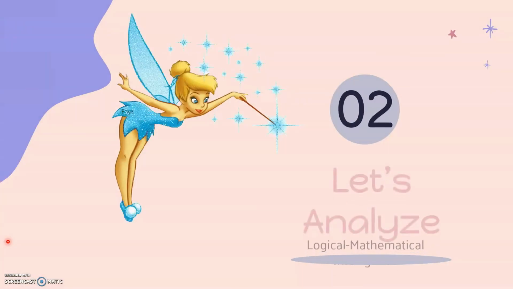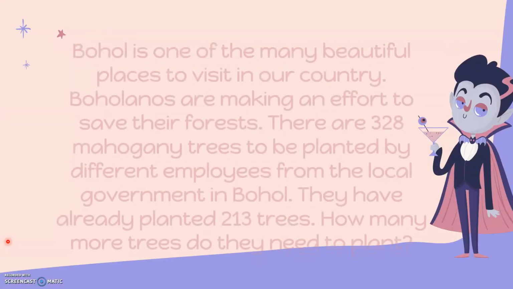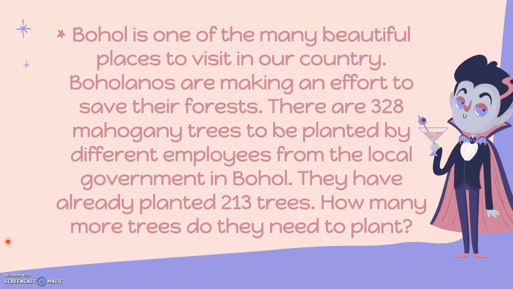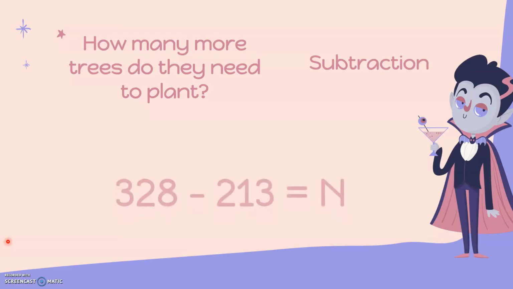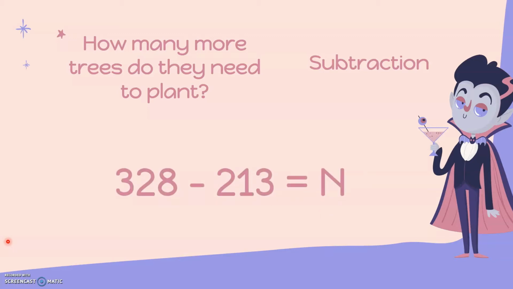Now, let's analyze our story. What is asked in the problem? Okay, very good. How many more trees do they need to plant? How about the facts that are given? We have 328 and 213. Now, what operation are we going to use? Very good. We will use subtraction. For our equation, we will have 328 minus 213 is equal to n.